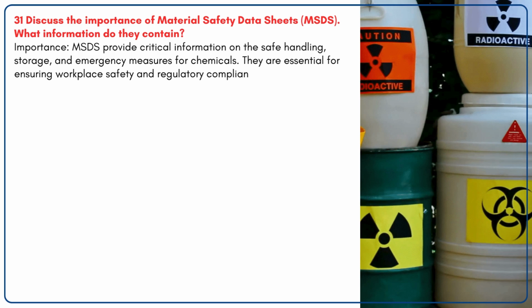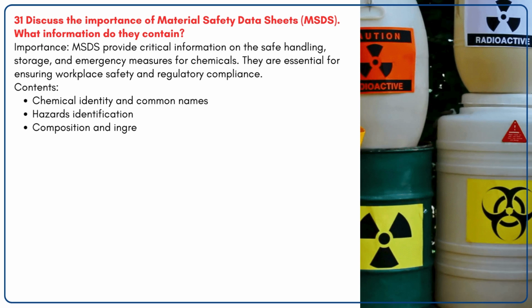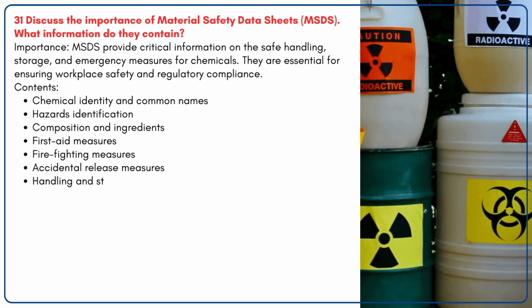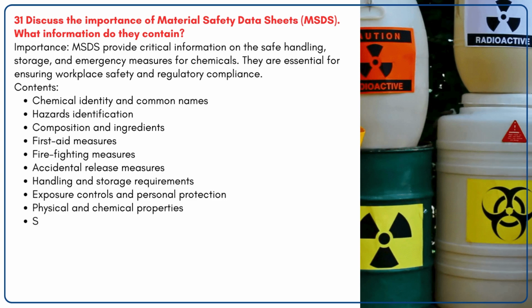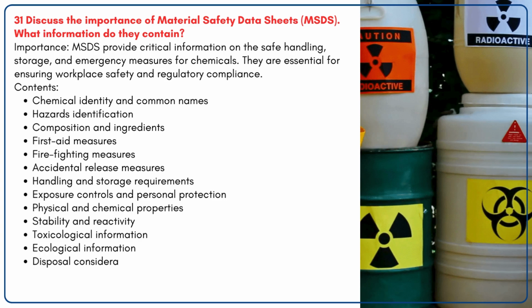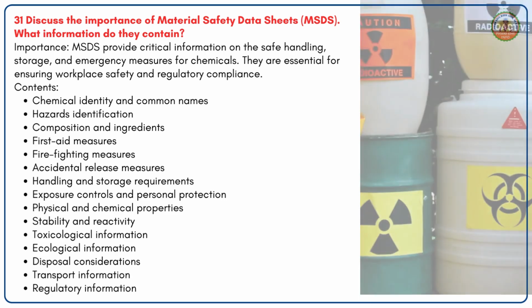Contents: chemical identity and common names. Hazards identification. Composition and ingredients. First aid measures. Firefighting measures. Accidental release measures. Handling and storage requirements. Exposure controls and personal protection. Physical and chemical properties. Stability and reactivity. Toxicological information. Ecological information. Disposal considerations. Transport information. Regulatory information.